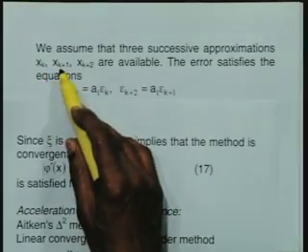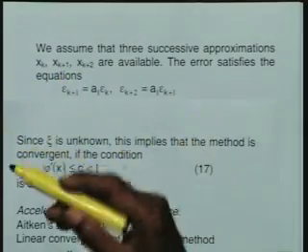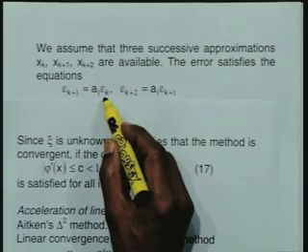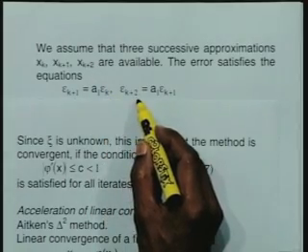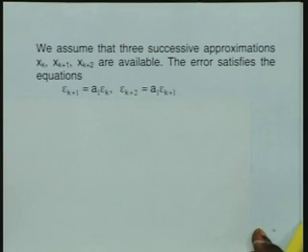Let us assume that 3 approximations are available for us, that is xk, xk plus 1, xk plus 2. Starting with x0, we have x0, x1, x2. So, we have computed with a first order method x0, x1, x2. What will the error look like? By definition, the error looks like epsilon k plus 1 is a1 epsilon k, and epsilon k plus 2 is equal to a1 epsilon k plus 1. This is how the error looks like.